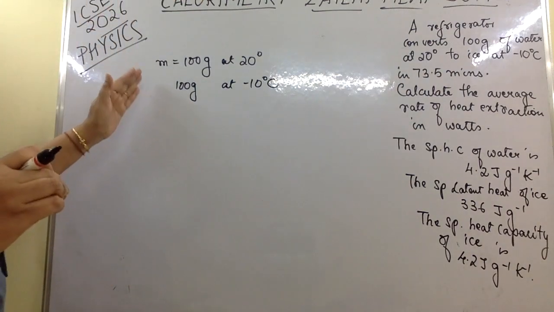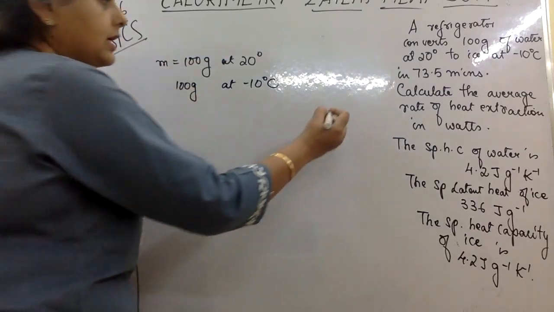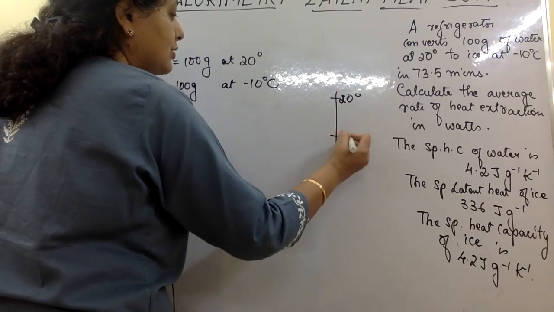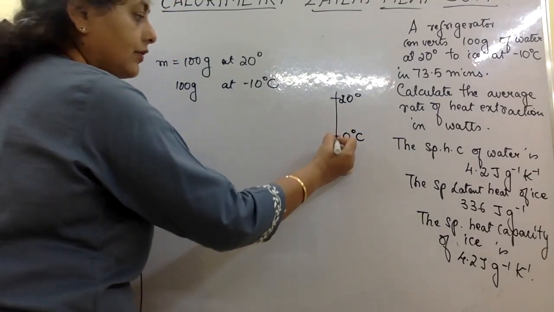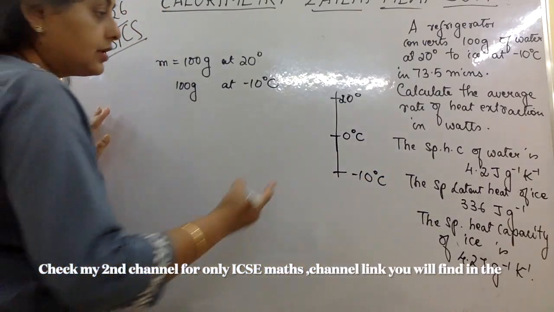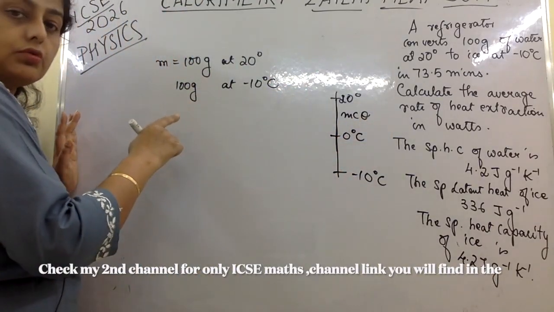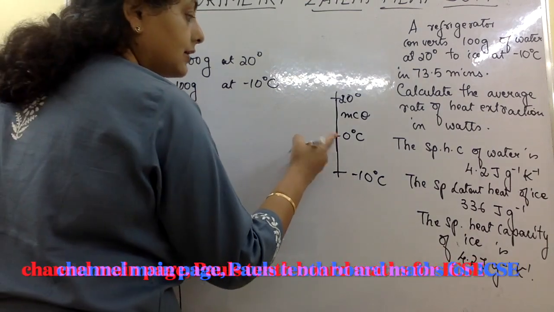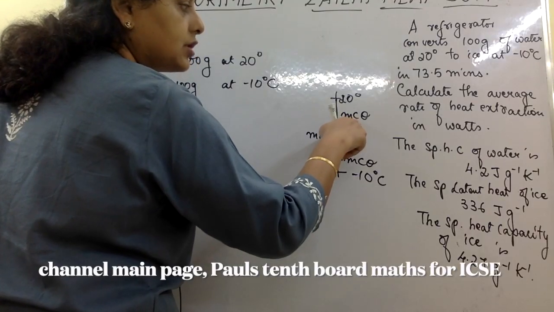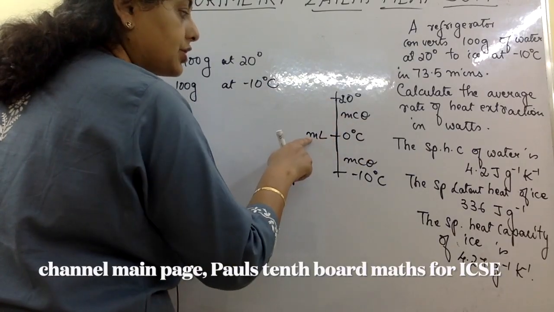That should match first. Now I am going to convert this water which is at 20 degrees. First it has to come from 20 degrees centigrade to 0 degrees. But then again from 0 degrees it has to come to minus 10 degrees. How to do this? Here we will be using mcθ, as I told you to check in the previous video, then ml, and then again mcθ. Here the mass of water and specific heat capacity of water will be used, because between 20 and 0 degrees it is water only, and θ is the difference in temperature.